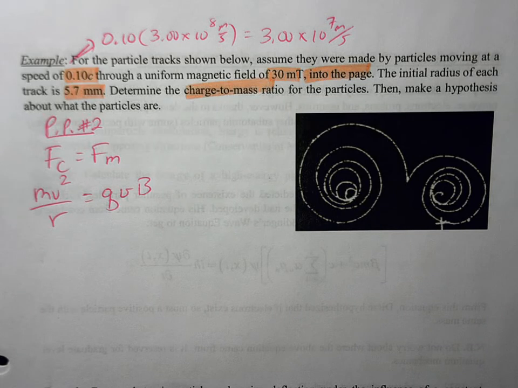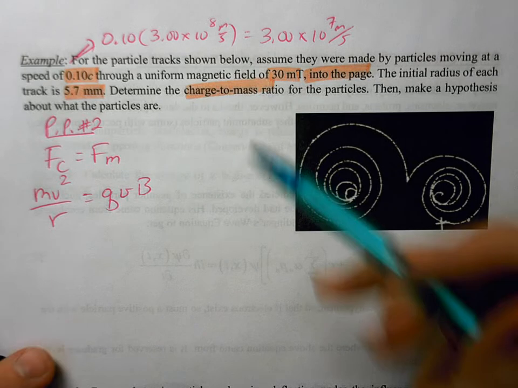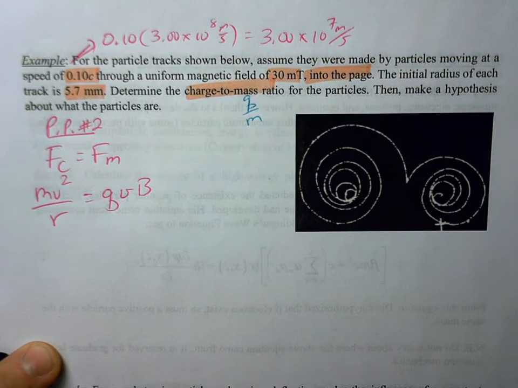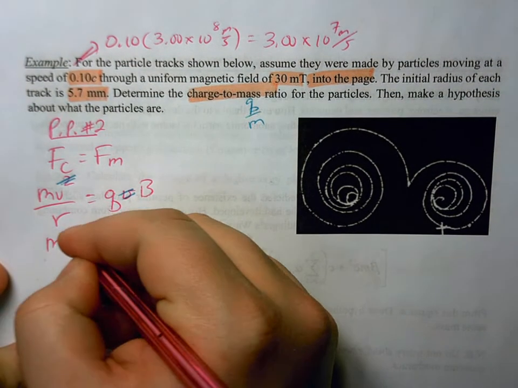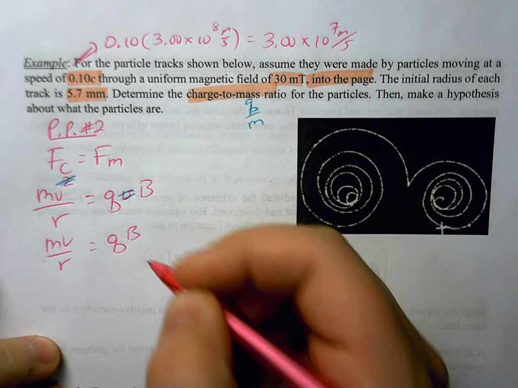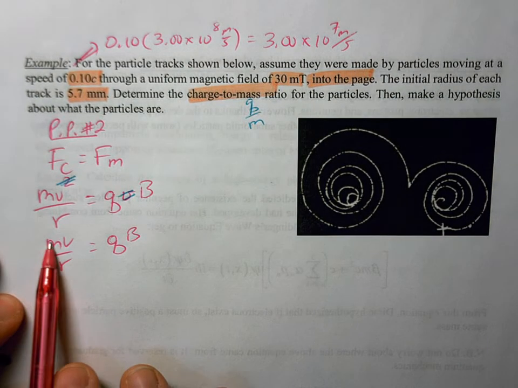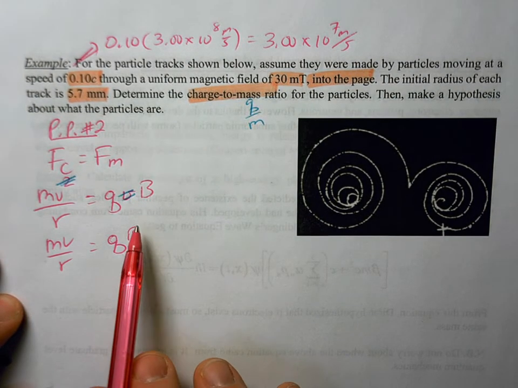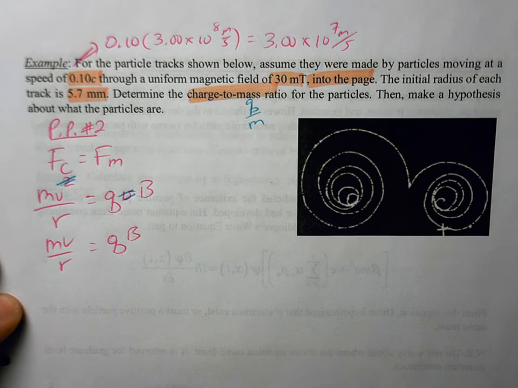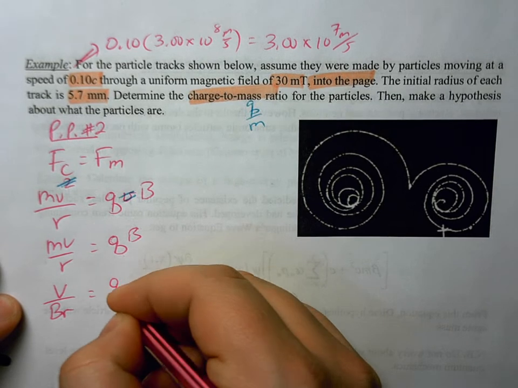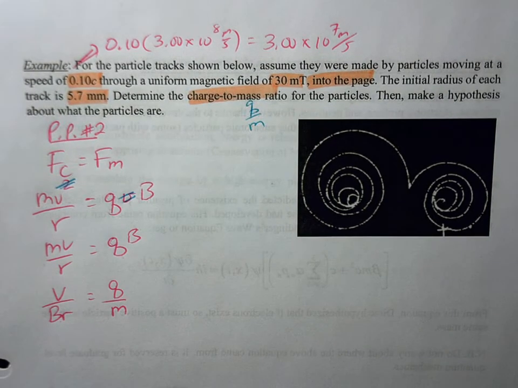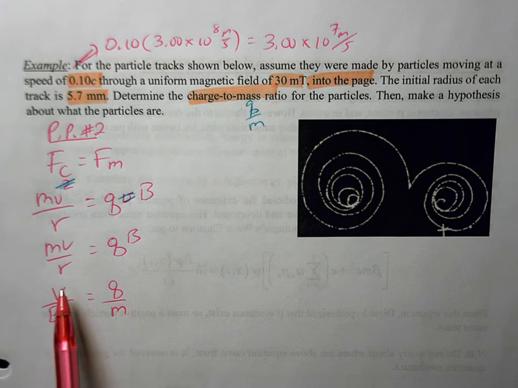Now, we are looking for charge to mass ratio, so we want q over m. First, though, we can get rid of one of the v's here. So we're left with mv over r equals qB. I'm going to take this m over here, bring it to this side, and take this B and move it to the other side. What we're going to get is v divided by Br, and this is going to be equal to our charge to mass ratio. So q over m is going to be the speed of the particle divided by Br.